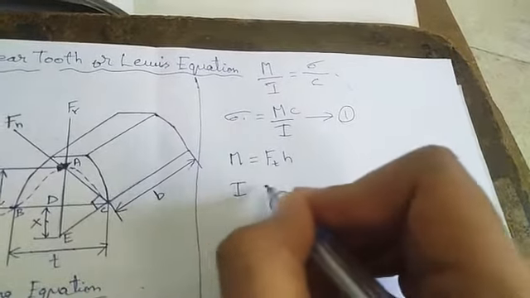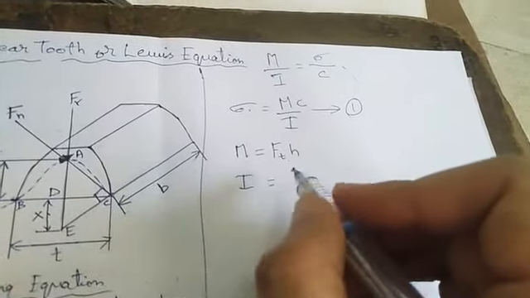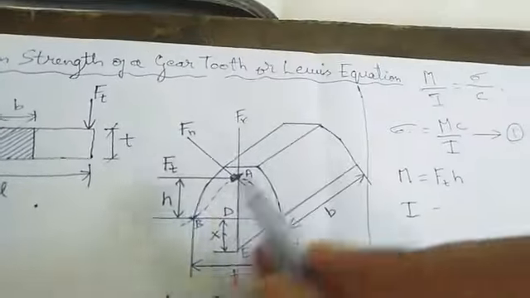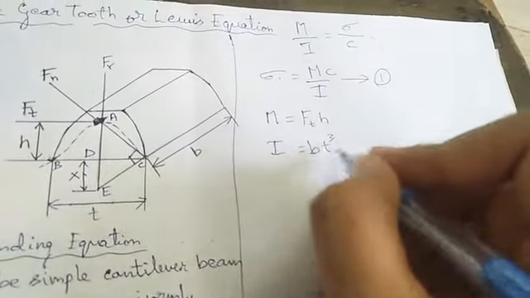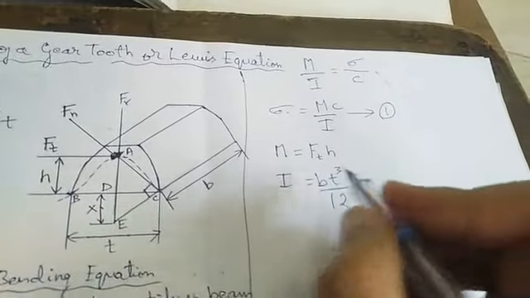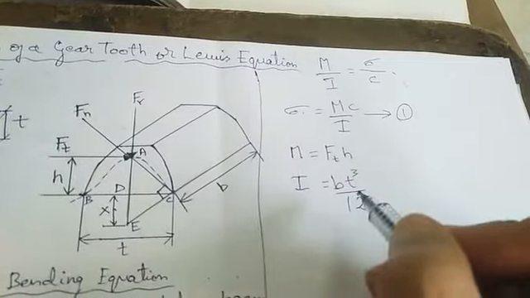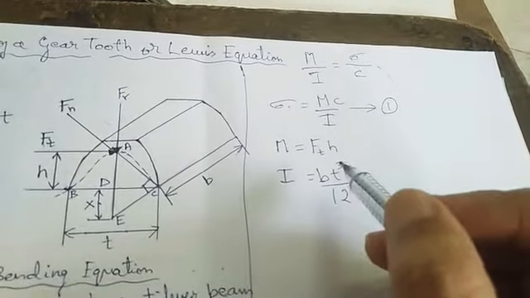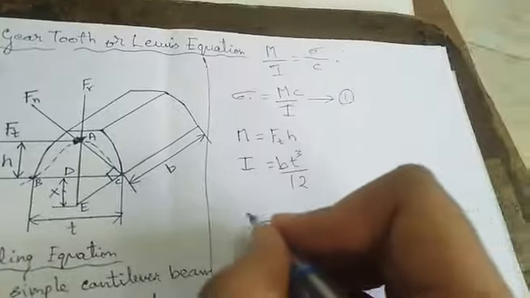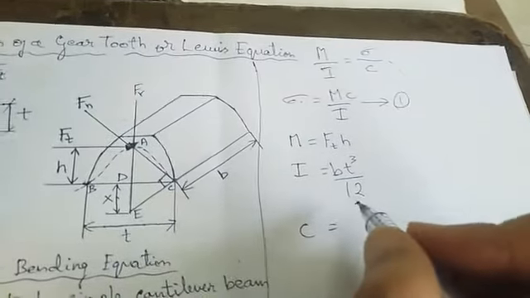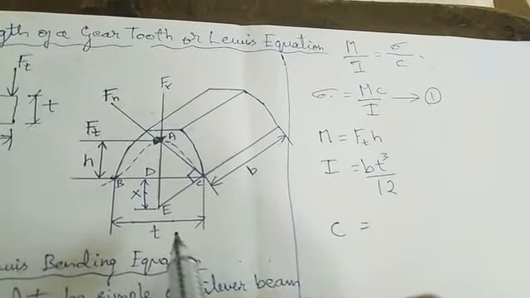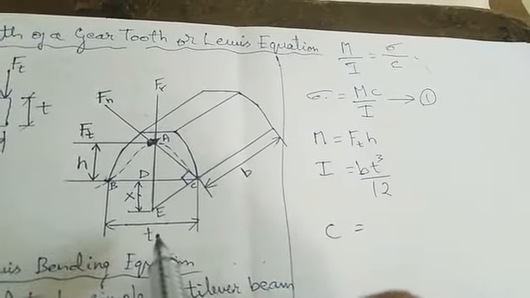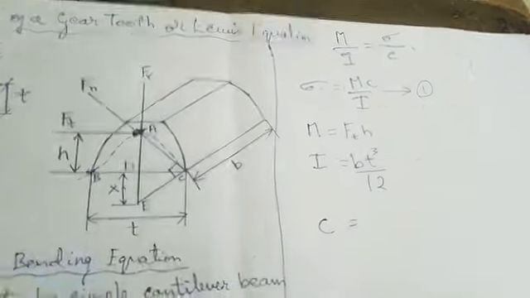Next, I is the moment of inertia. So I, the moment of inertia for the gear tooth, will be breadth into thickness cubed by 12. So moment of inertia will be b t cube by 12. Next, c is half of the thickness, so it will be t by 2. t is the thickness and c will be t by 2.